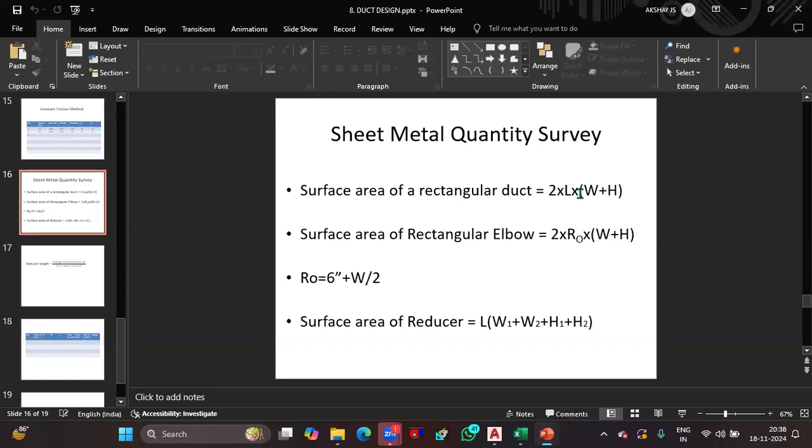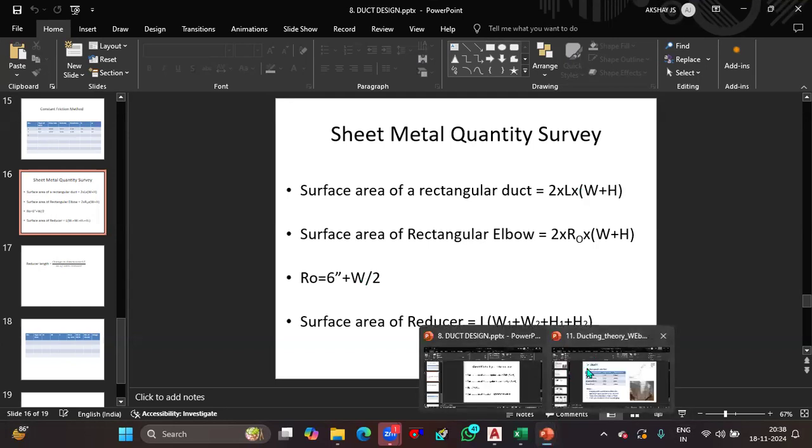That's it. What is it? Width plus height. But in the case of an elbow, we know that an elbow doesn't possess any kind of length constraint, isn't it? So in those scenarios, you need to use an equation: 2 into R0 into width plus height. This R0 means the inner arc length plus width by 2.